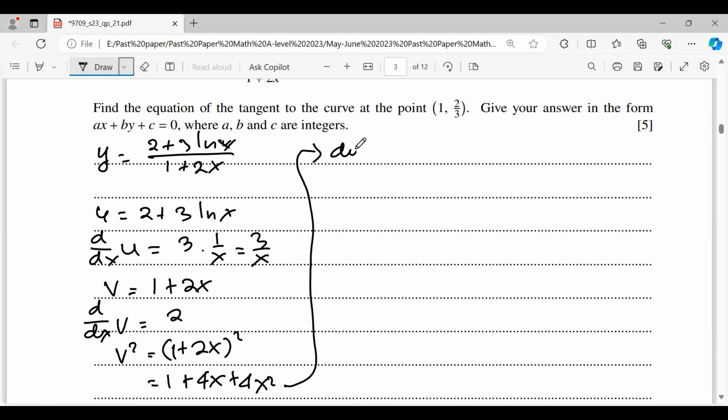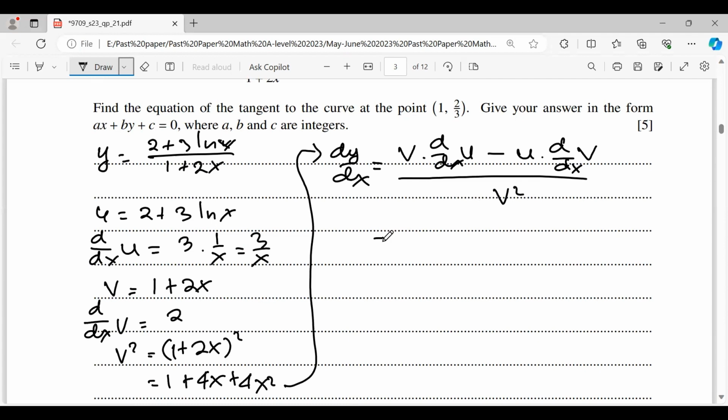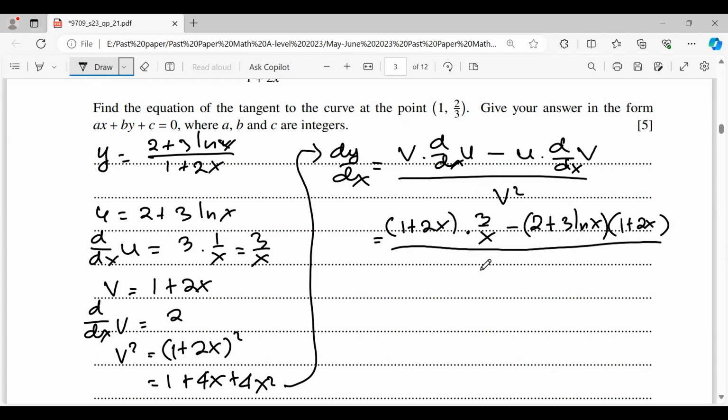So dy/dx, the derivative of y, equals v times the derivative of u, minus u times the derivative of v, over v squared. It's going to be 1 plus 2x times the derivative of u, this one, 3 over x, minus u, 2 plus 3 ln x, times the derivative of v, over 1 plus 4x plus 4x squared.